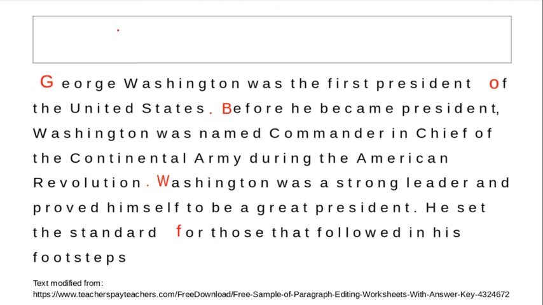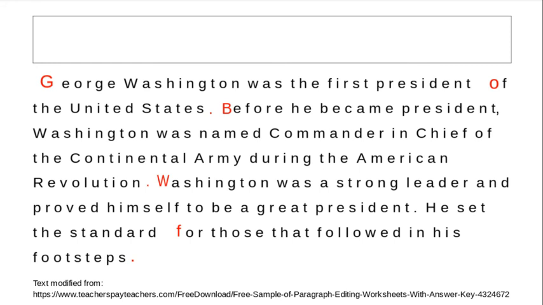He set the standard for those that followed in his footsteps. That's a complete thought. That's a complete sentence. Well, but I have that period there. Oh, there's no period at the end. Every sentence has to end with a period. There. That looks complete. Let's read this over and see if it makes sense, paying attention to the punctuation.